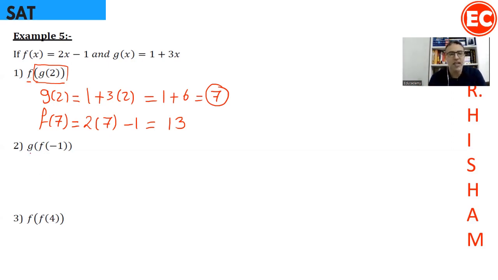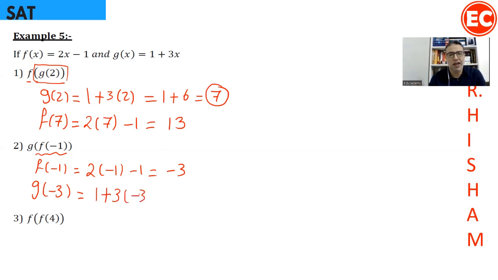Another example, g of f of negative 1. It means first I want to find the value of f of negative 1. So it's 2 multiplied by negative 1 minus 1, which is equal to negative 3. Then I go back and find the value of g of negative 3, which is equal to 1 plus 3 multiplied by negative 3, 1 minus 9, which is equal to negative 8. So the final answer is negative 8.